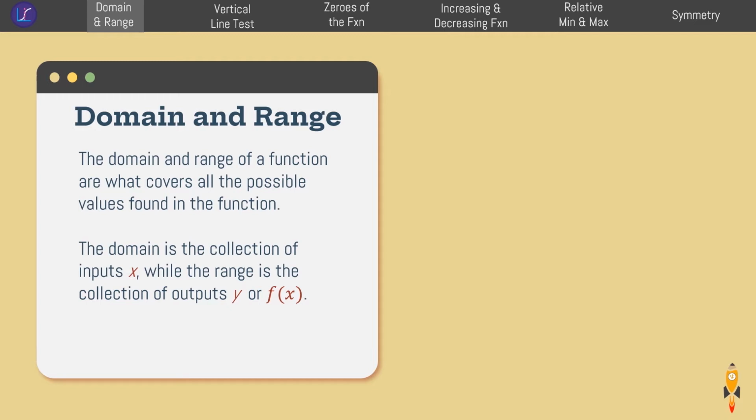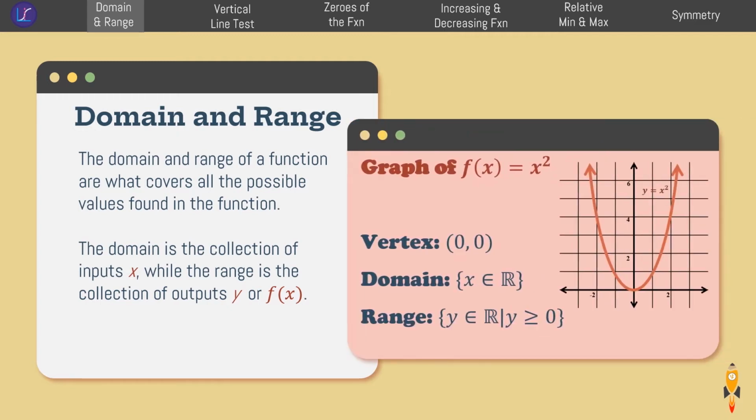We already tackled domain and range in the last video. It says there that the domain and range of a function are what covers all the possible values found in the function. The domain is the collection of inputs x, while the range is the collection of outputs y or f(x). As an example, let's take the graph of f(x) = x squared. Seeing the arrows on both ends means that the graph continues endlessly to the right and to the left. This means that the graph covers the whole x-axis, or in other words, it covers all x-coordinates. From this, we can conclude that the domain is R.